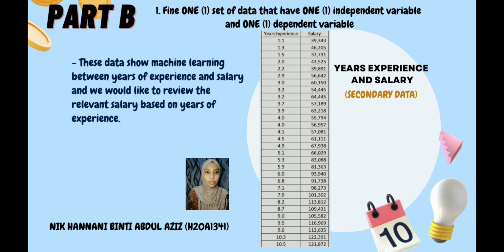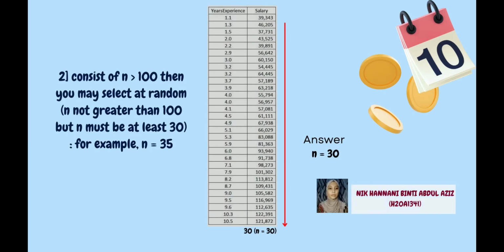Now I want to show the data I created, where we need to find one data set that has one independent variable and one dependent variable. This data shows machine learning between years of experience and salary. We would like to review the relevant salary based on years of experience. Years of experience is X, which is independent, and salary is Y, which is dependent. This data is secondary data.